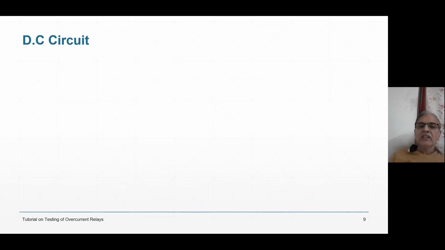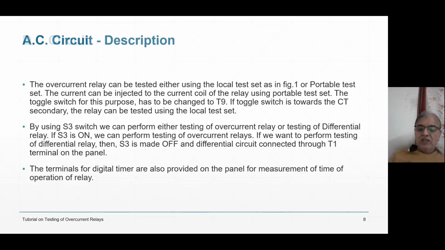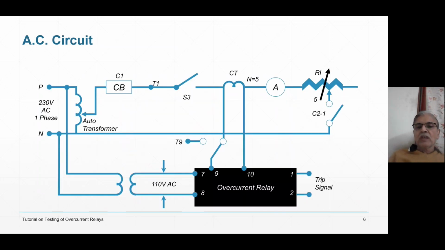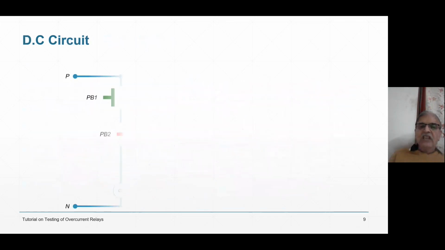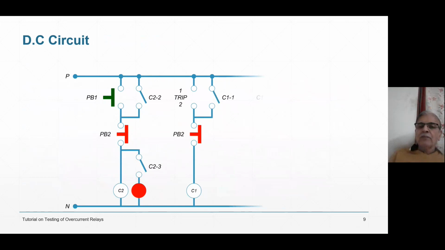I go to the AC circuit. C1 operates means the NC contact of C1 will become open. So current is disconnected from the relay, and the relay de-energizes. So the relay comes back, and 1 and 2 will become open. If 1 and 2 become open, then it will be off and on. It's chattering, so that should not happen.